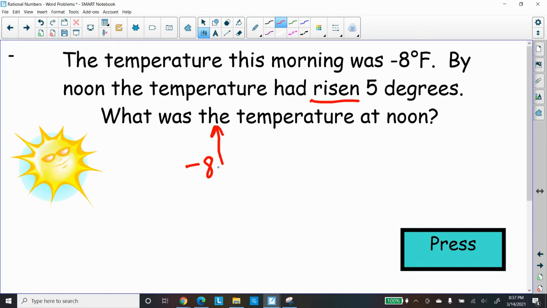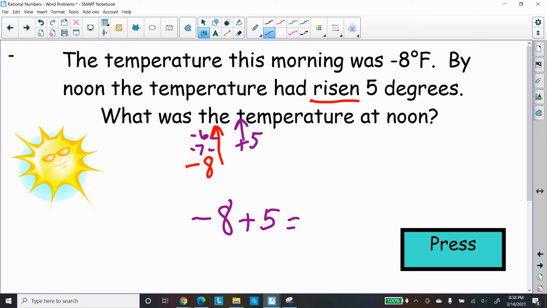So if I had a number line, I could say, well, let me mark it off. It went up by 5 degrees, put a plus there. So that would be -7, -6, and I would keep going until I did 5 degrees. Or I can just say, well, it has risen, which is another way of saying adding 5 degrees onto the -8.